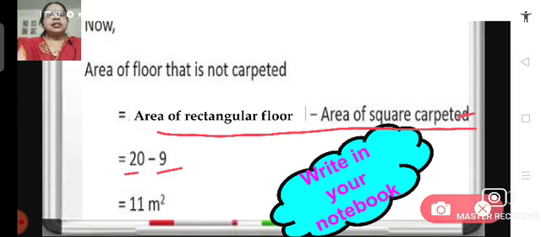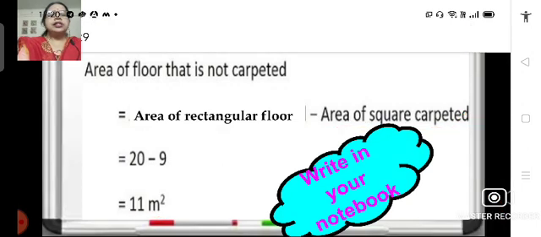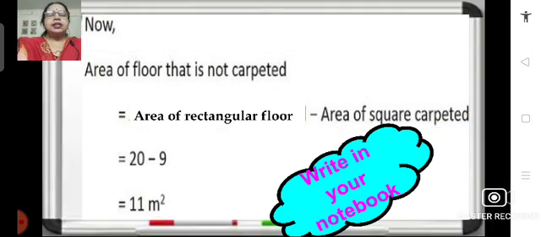It is 20 minus 9, that is 11 meters square or 11 square meters. So this is the answer to this problem. Please note down all the steps of this problem in your notebook.